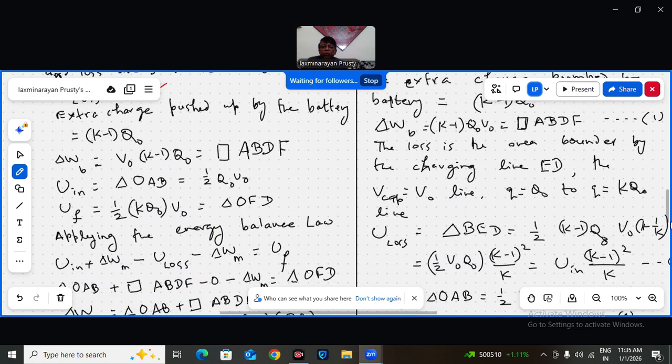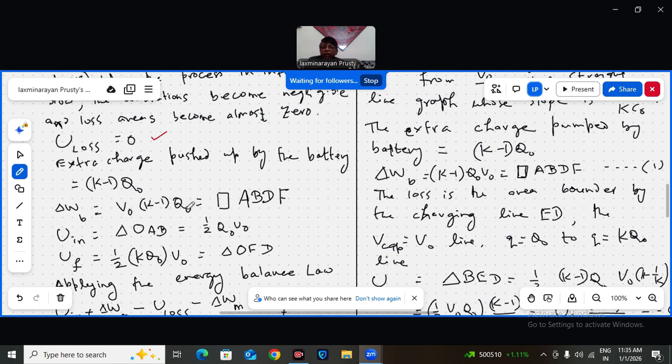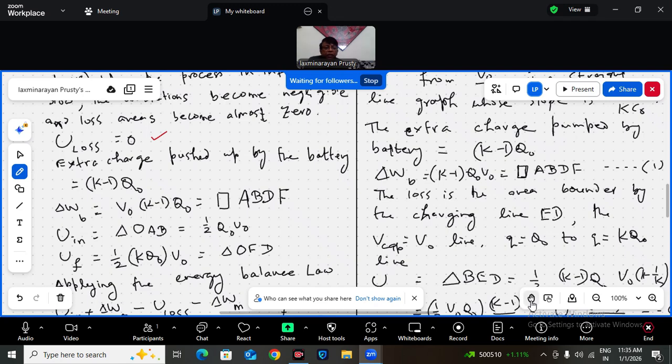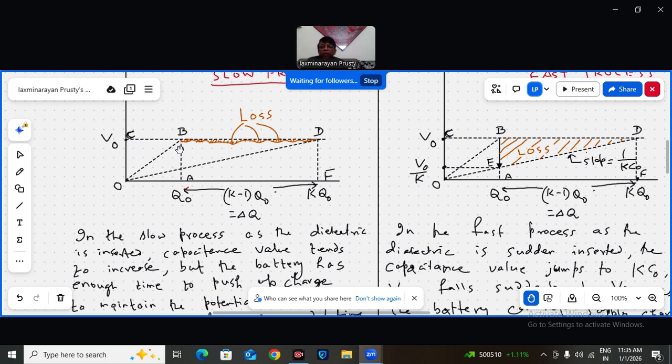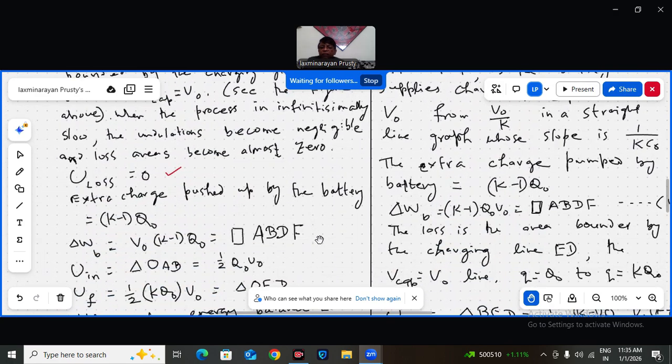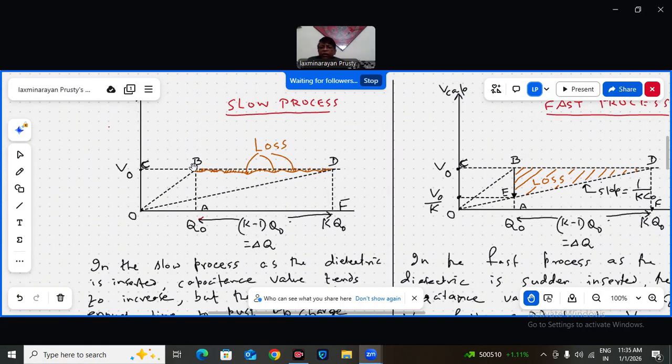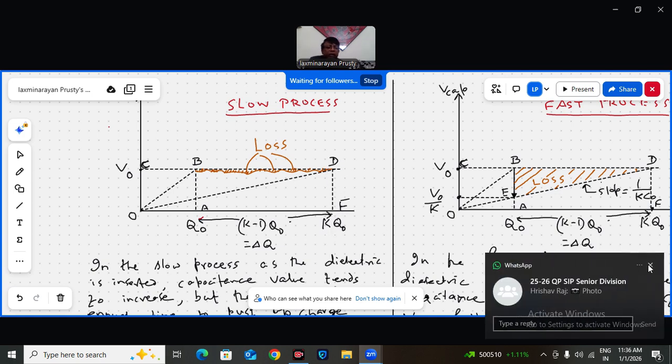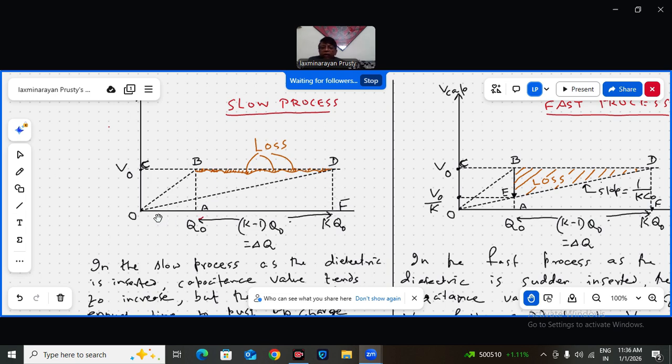So how much work will the battery do? Its own potential V0 into (K minus 1) Q0. That is nothing but this rectangle area ABDF, (K minus 1) Q0 into V0. The rectangular area is the battery work done. Now initial energy and final energy. The initial energy is this energy: just before the dielectric was introduced, it was already charged by the battery. As I told you in lecture 1, OAB is the initial energy. The final energy is the area OFD, half K Q0 into V0. So this triangle is UF, this is UI, and this rectangle is the battery work done. Loss is 0.